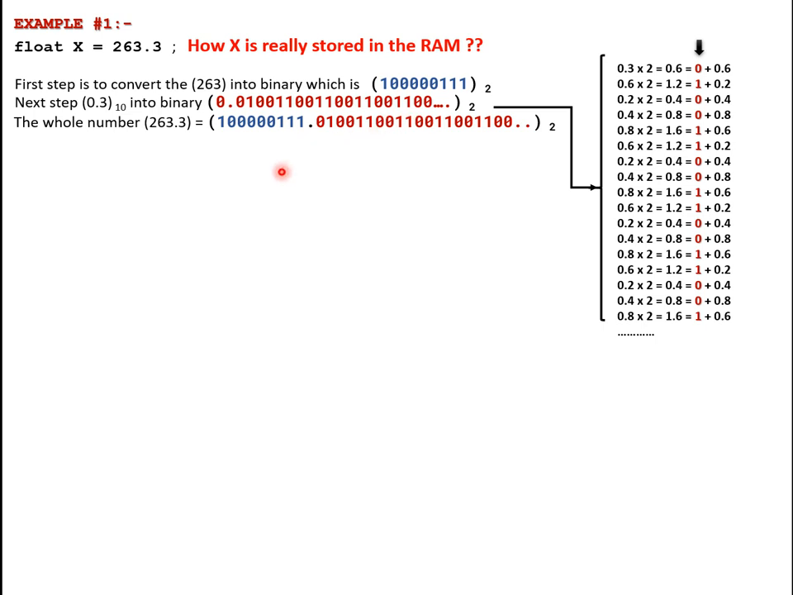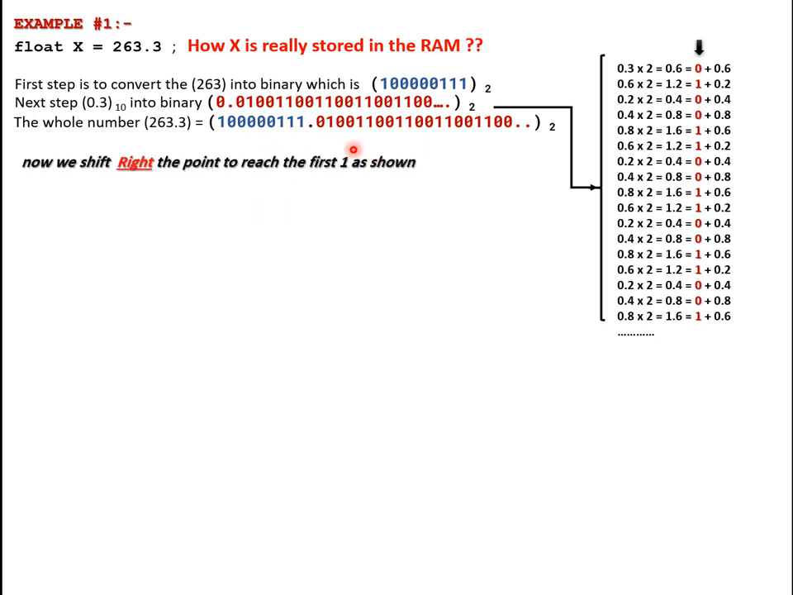Okay, so this part we already converted to binary, and this is the decimal part that we converted to binary. Now we combine them. As you can see, this is written in blue, this is in red. This is the direct binary representation of this floating number. But this is not how it's stored in memory. We are not done yet. Okay, let's move forward now.